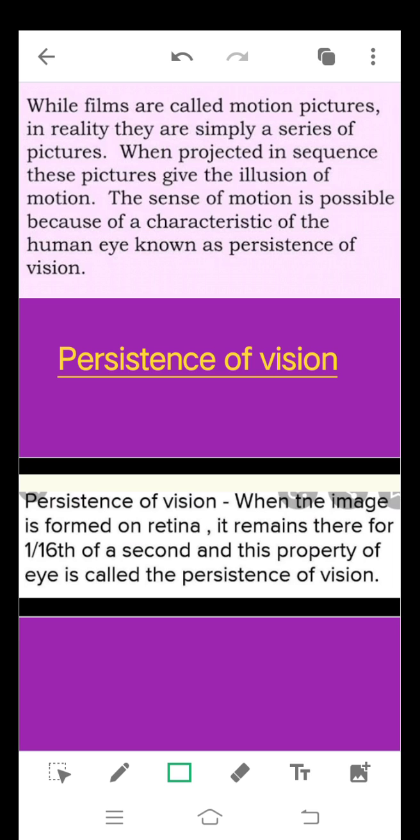It's a very short period of time. So within that time period, if we continuously flip the pictures quickly, then all the pictures seem to be in motion. And this is what happens when we go for movies or when we watch any animated pictures.